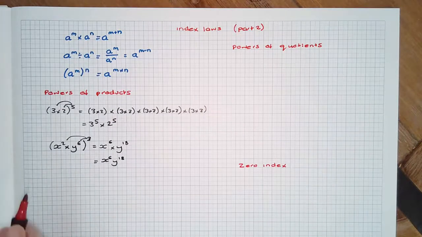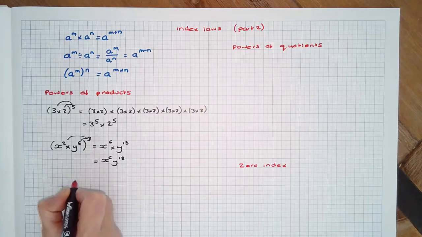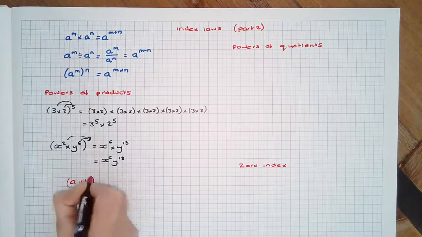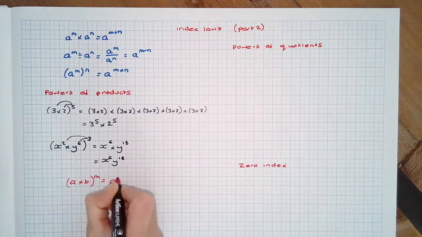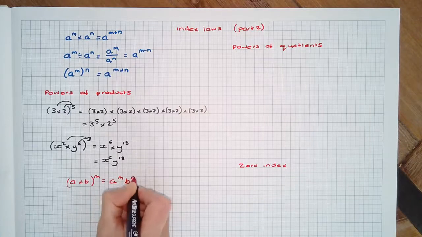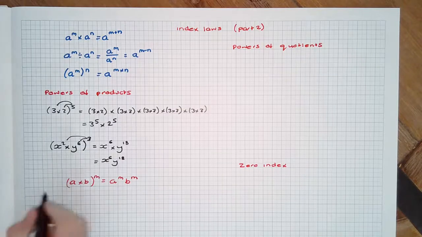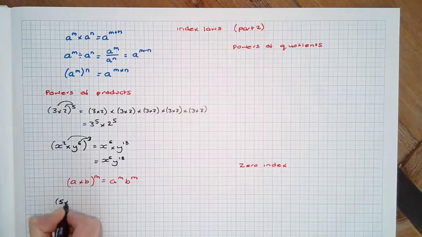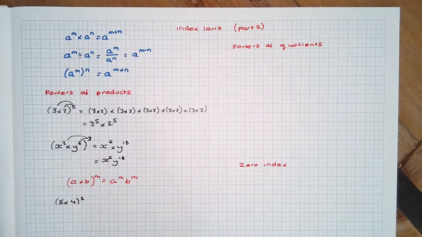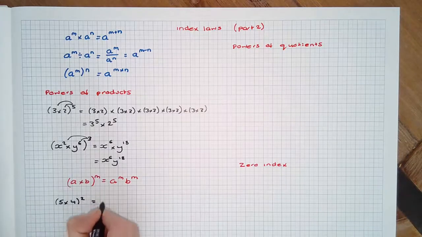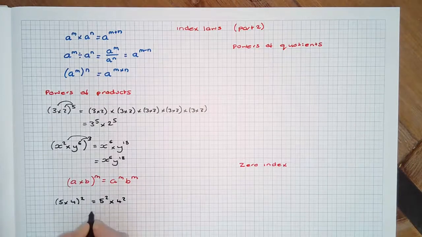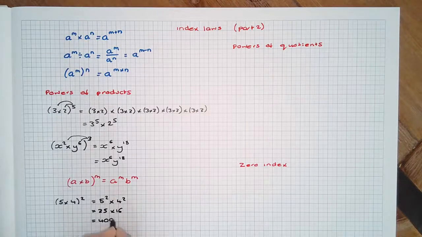So we can write a rule here for the power of products. Like I said, a power of a product is the product of powers. This law can be useful to calculate answers more quickly. I'll show you an example. Suppose we were asked (5 times 4) squared. It may be quicker, possibly, to go 5 squared times 4 squared, which is 25 times 16, which is 400.